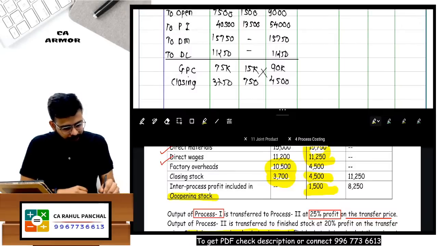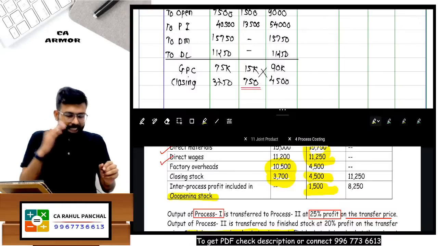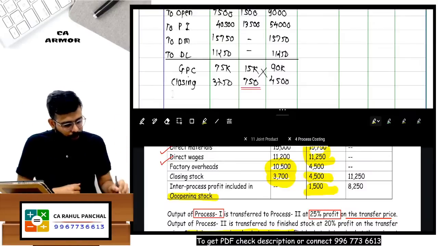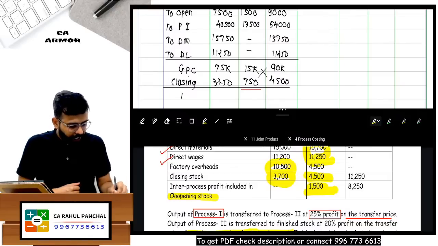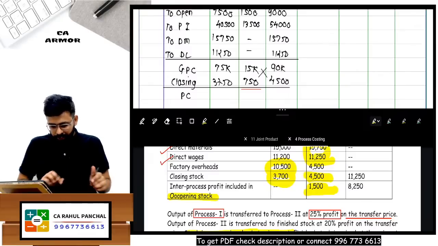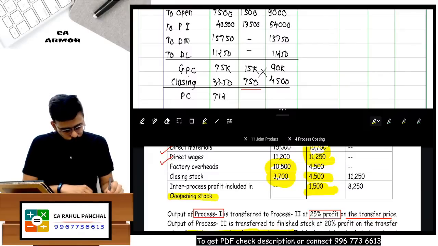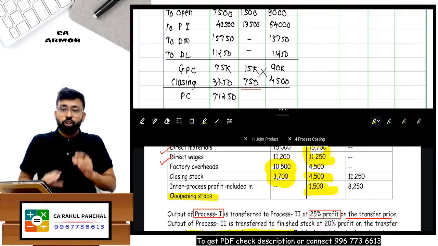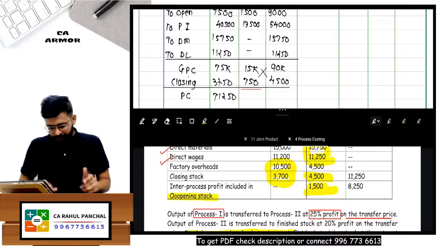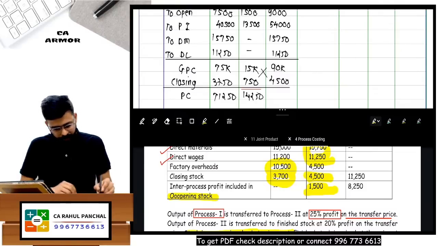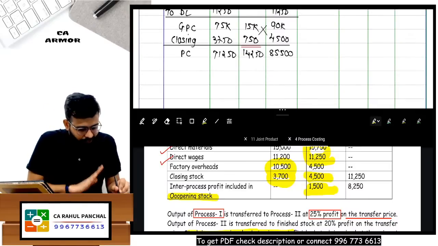How did you get this? As a cross multiplication. Please understand that 90,000 has 15,000 of profit, so 4,500 has this much profit. Because it is closing stock, it will be subtracted and you will get net prime cost. 75,000 minus 3,750, you will get 71,250. Please subtract, do not add, it is a closing stock. 15,000 minus 750, you will get 14,250. Then 90,000 minus 4,500, you will get 85,500. Understandable?